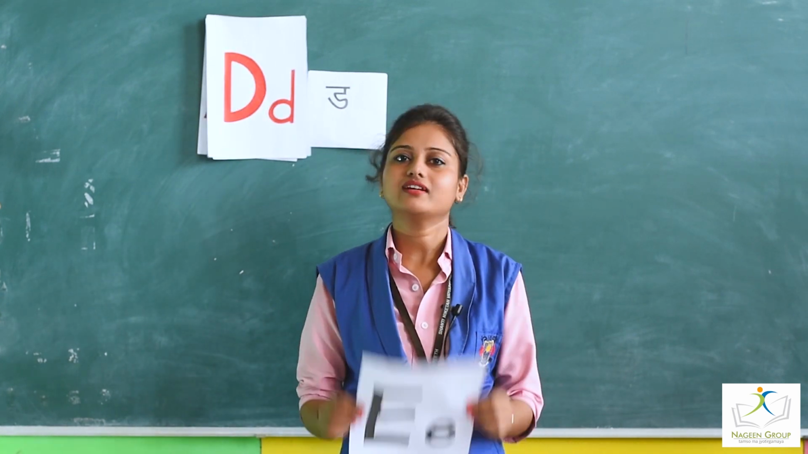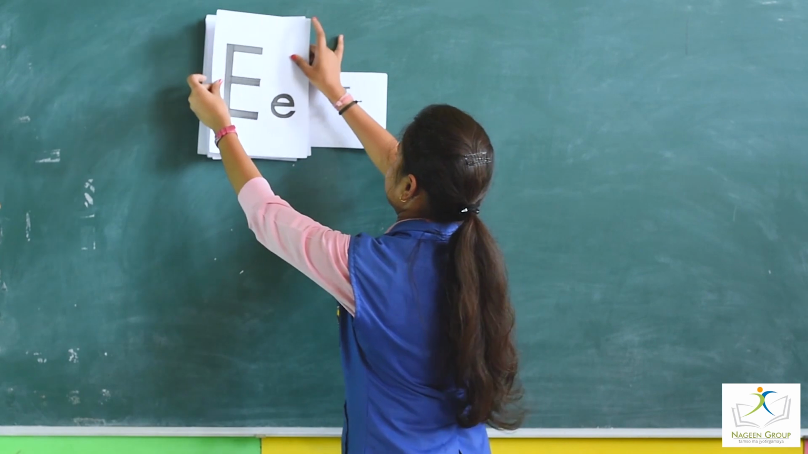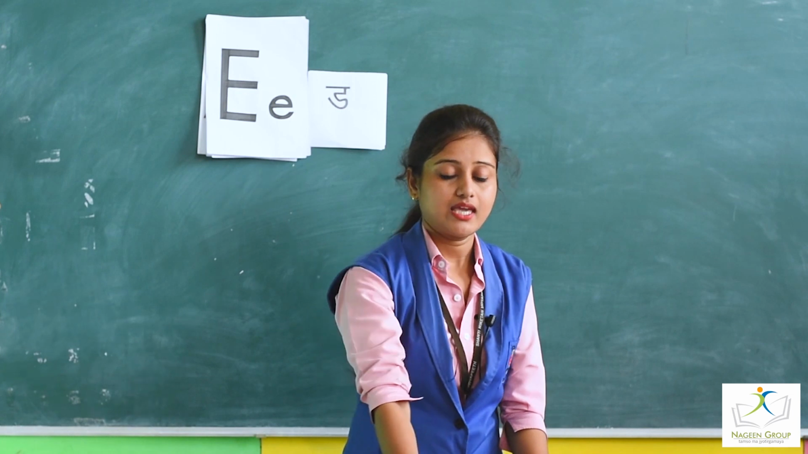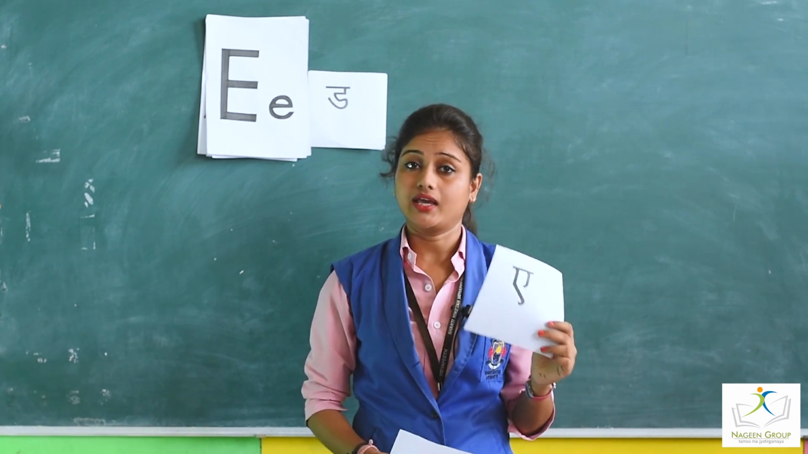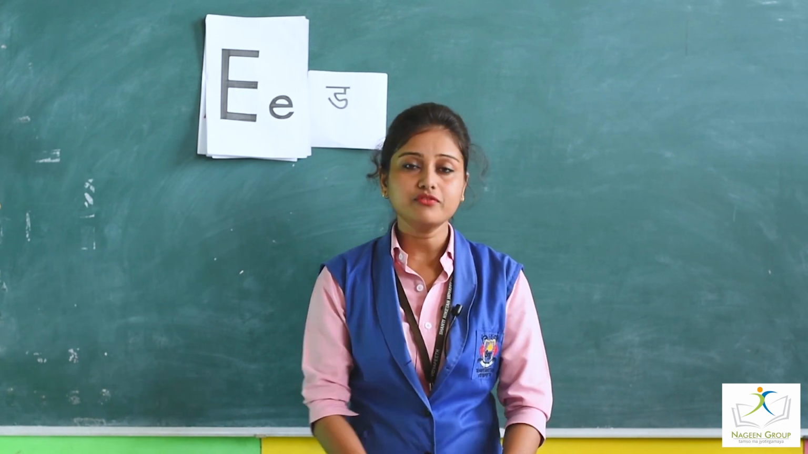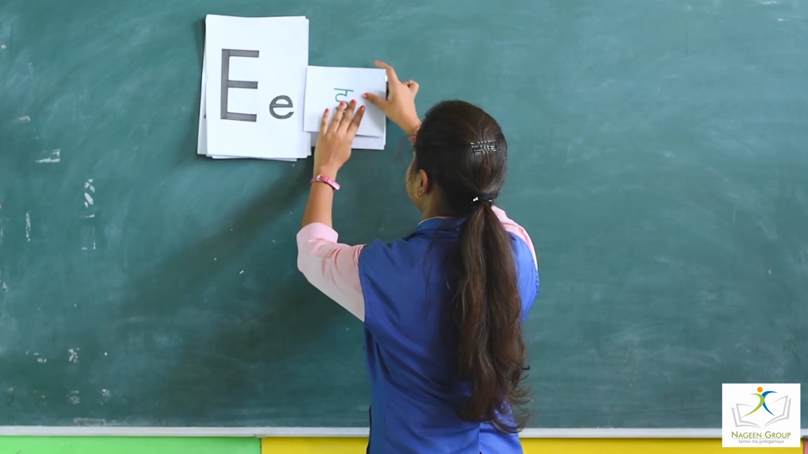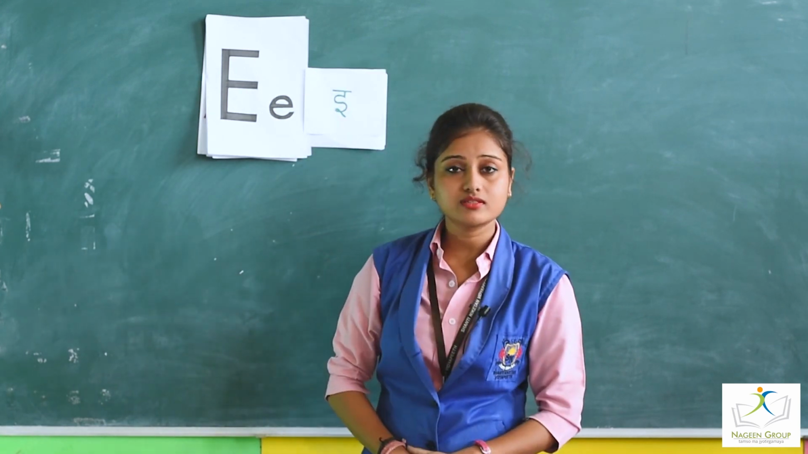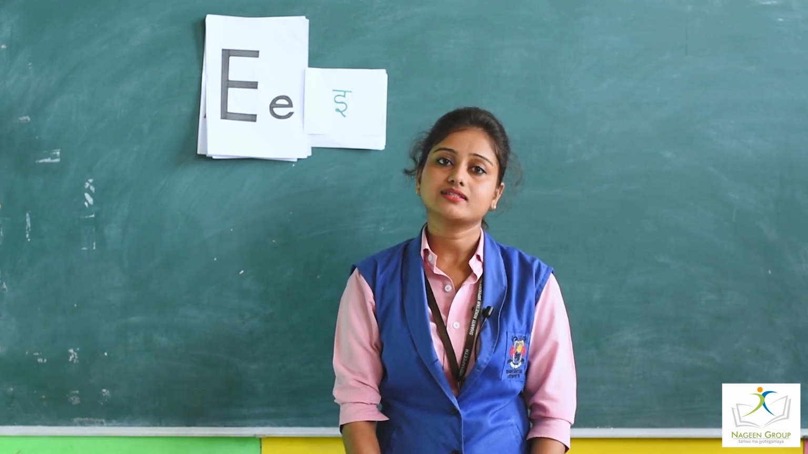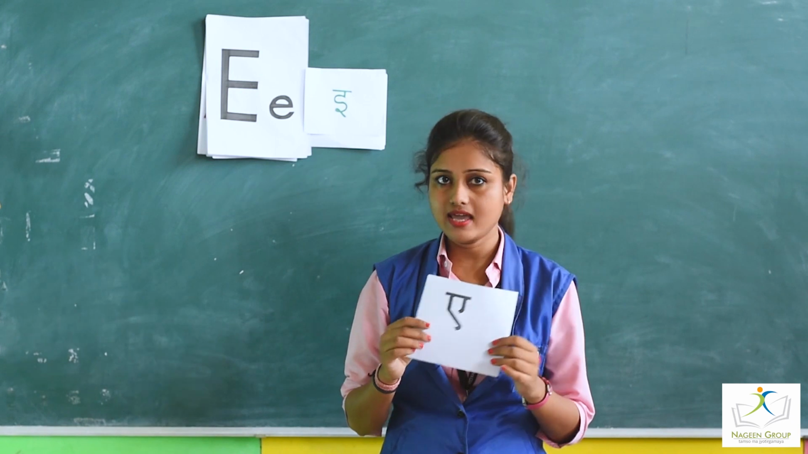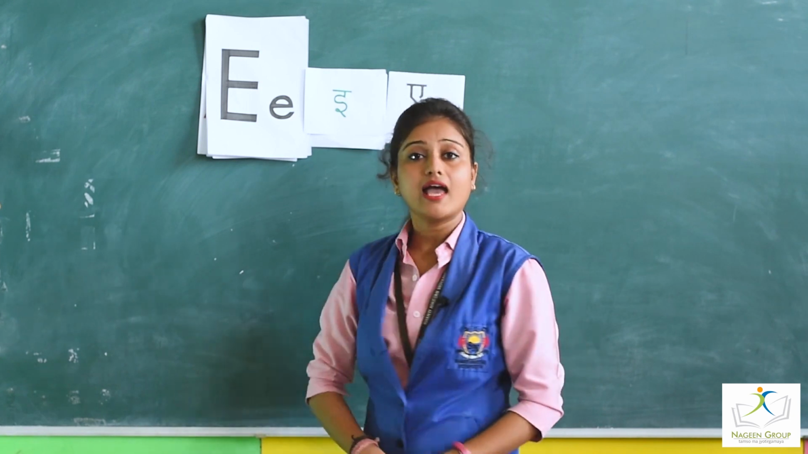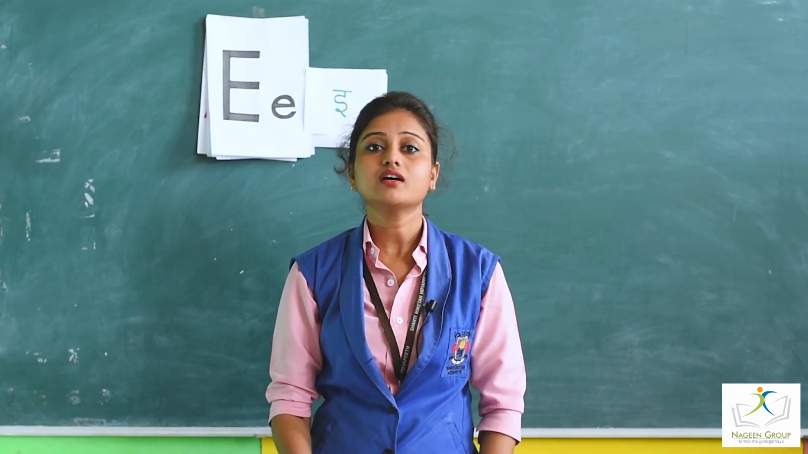Next, I have the letter E. Letter E has two sounds. One is E and one is A. When E is followed by any vowel, it has a long sound of E, as in eagle and ear. When E is followed by any consonant, it has a short sound of A, as in elbow.